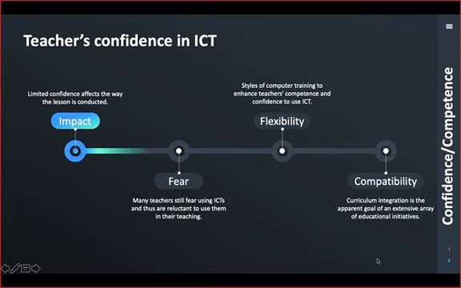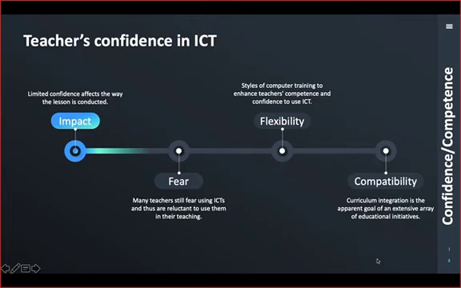When we talk about the impact, it is the whole impact of this new concept over the incorporation or integration of ICTs in the classes. The second thing is the fear. When we talk about the fear of using ICT tools, we're talking about the expertise, the training, the formation, the guidance, as well as the instruction.